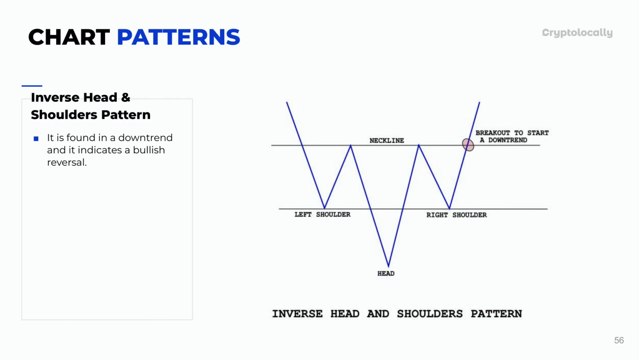So the next one is inverse head and shoulder pattern, or you can call it inverse head and shoulder formation. It is found in a downtrend and it indicates a bullish reversal. This is the direct opposite of head and shoulder. So when you are looking for inverse head and shoulder, you are looking for them at support region. You are looking for them at the demand zone. So when you see them, it means price is about to start going up. So let's look for this in a real life scenario.